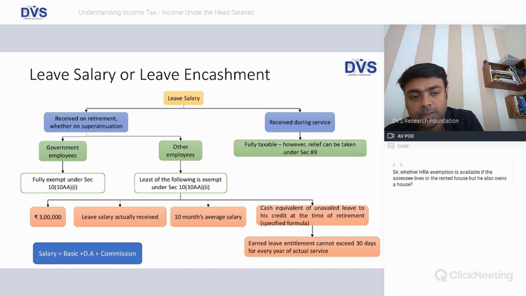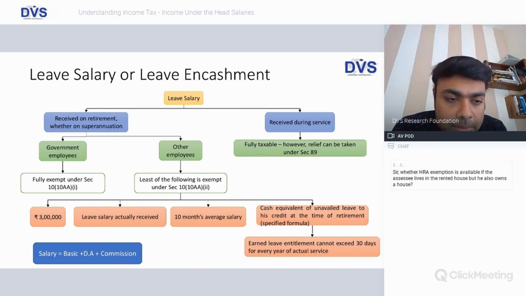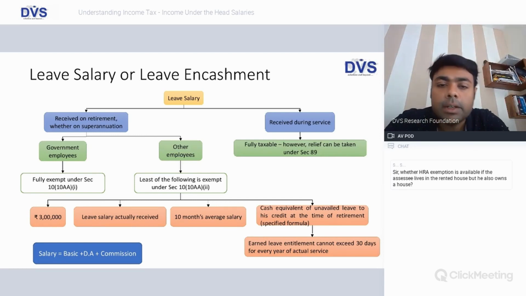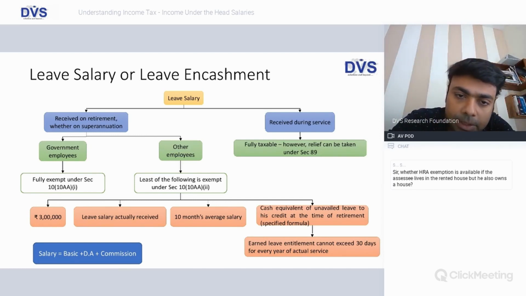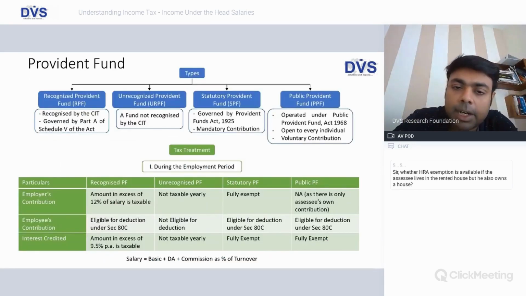Whichever is less will be eligible for exemption. So in our example, it is 3 lakhs, 5 lakhs, 4 lakhs, or 8 lakhs, so you will obviously take 3 lakhs. Salary definition is basic plus DA or commission. If it is received during the service, it is fully taxable. However, he can obtain relief under section 89(1) for timing difference.